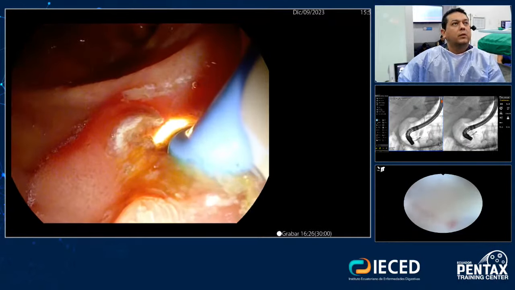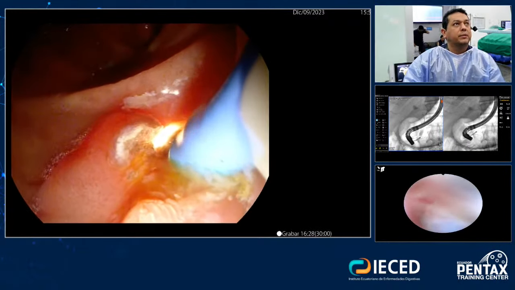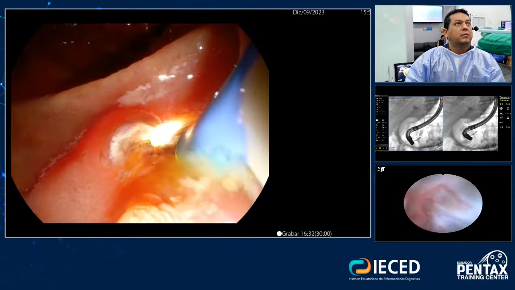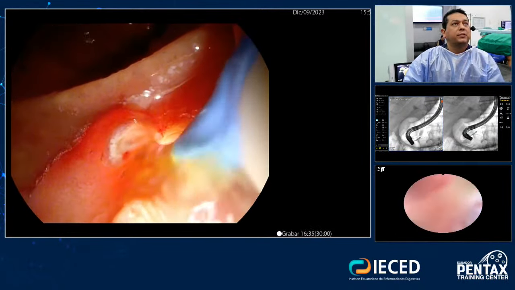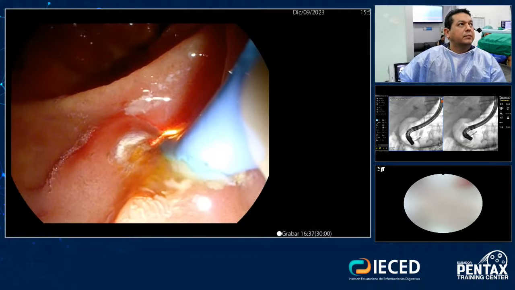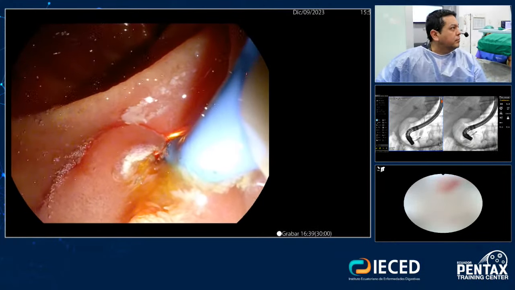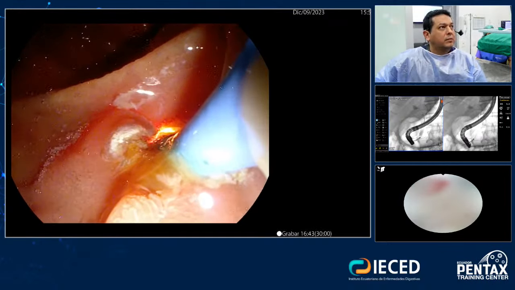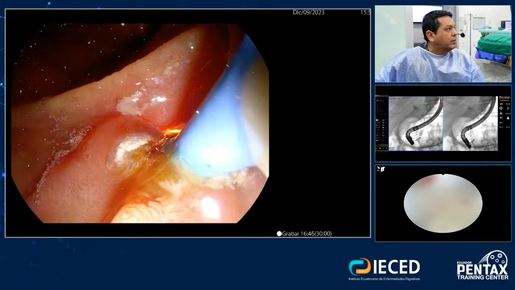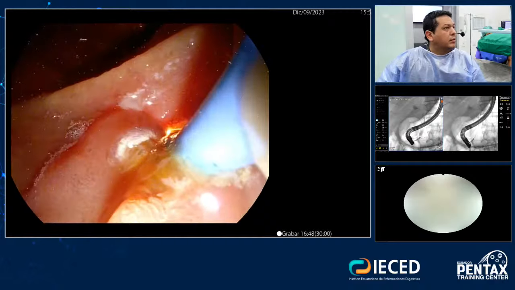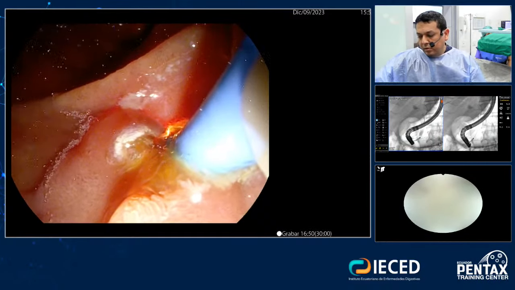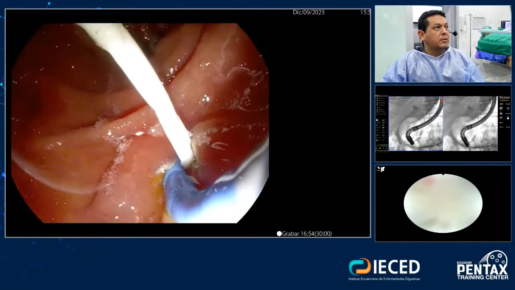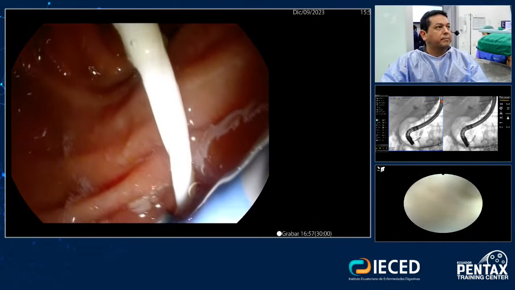Come on. Trying to see the cholangioscopy to guide myself, but a little difficult. I think it's invasion here also. It's not passing.